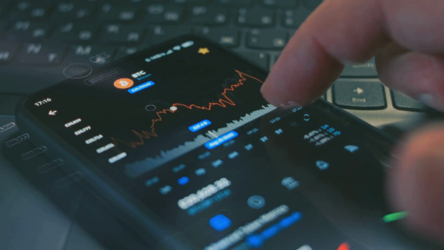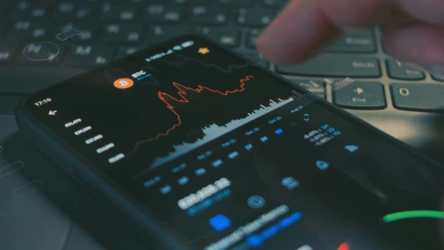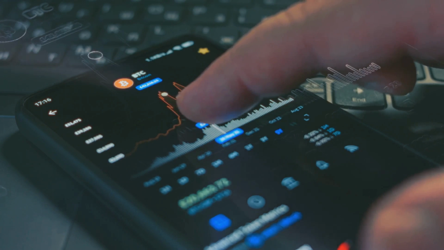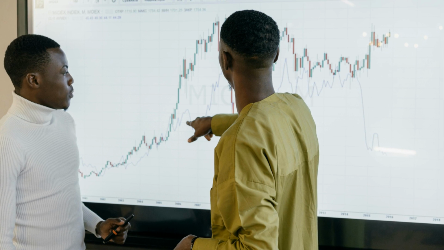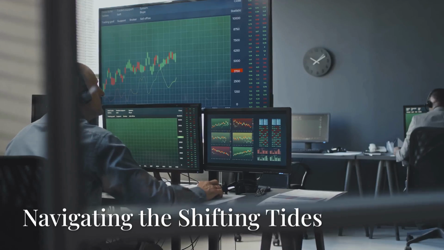Traders often use the MACD in conjunction with other indicators, such as candlestick patterns or support and resistance levels, to confirm trading signals and make informed decisions. It's a powerful tool that can help us identify trend changes, gauge the strength of momentum, and anticipate potential market reversals.